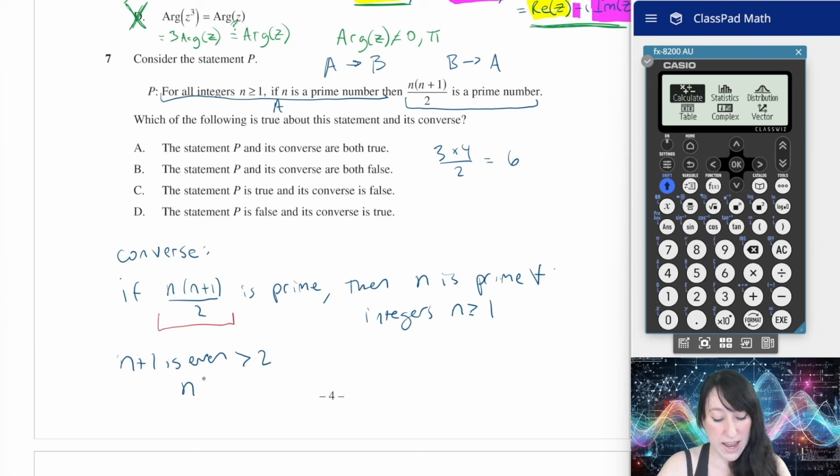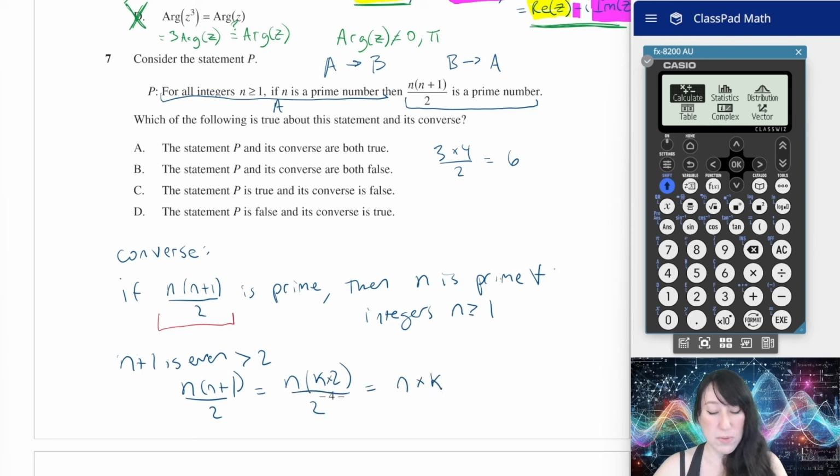So that means if we're looking at n times (n plus 1) over 2, n plus 1 has to be an even number greater than 2, and so we can express n plus 1 as something times 2, maybe k times 2, which means this will be n times k, which means there will be no other time when this is a prime number. So the converse is actually true because n times (n plus 1) over 2 is prime only when n is 2, and in that case, n and that thing are prime, and there are no other times where it needs to be tested to be true.